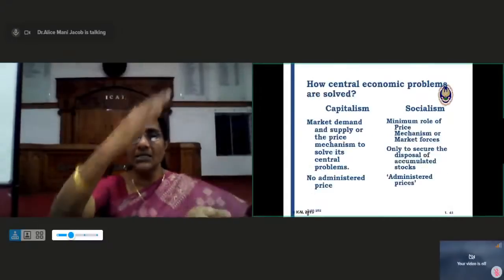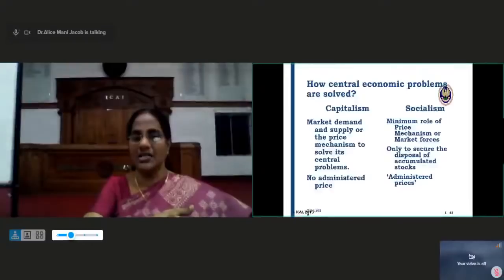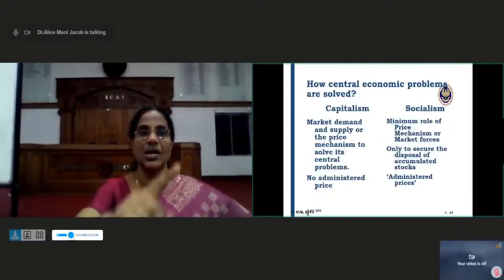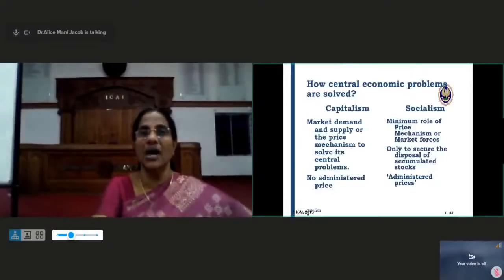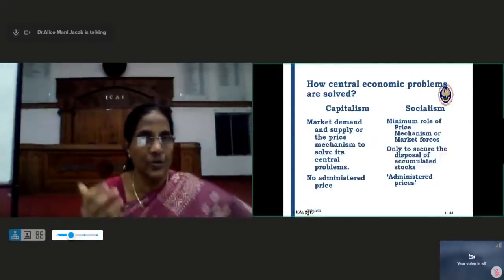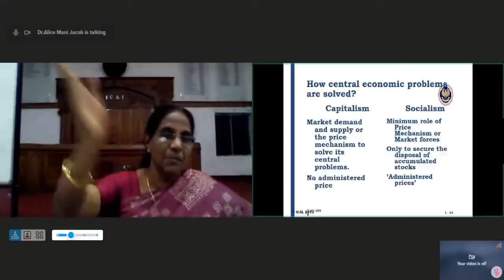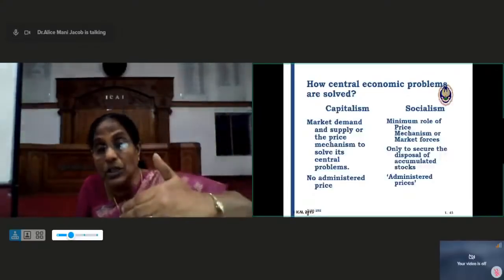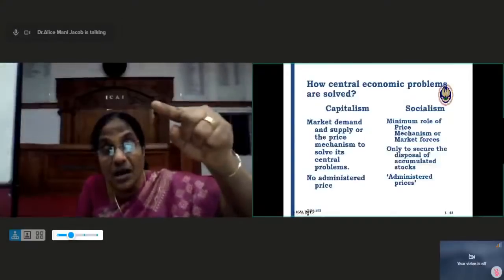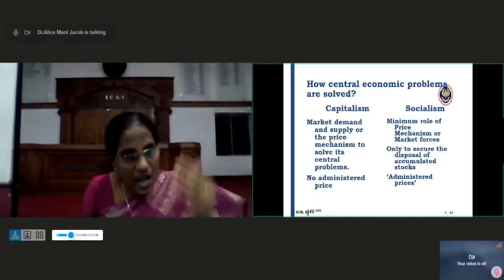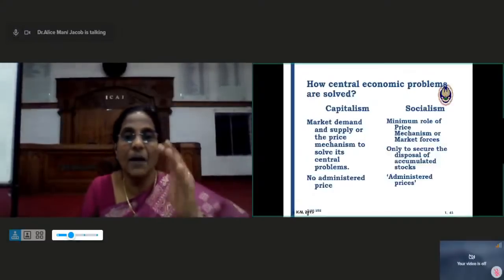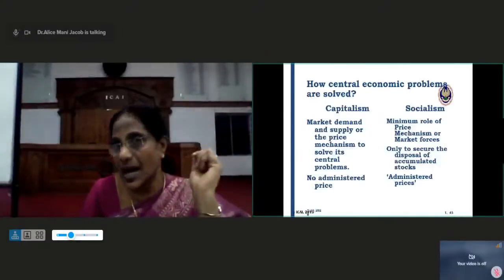Then, demand and supply will decide the price. Government does not decide the price. Demand and supply, the market will decide. You remember in our chapter we have studied that. Demand and supply will decide the price. And resources will move into the production of those goods whose prices are higher. If prices are lower, that means there is no demand for it. The capitalist economy will not produce that.